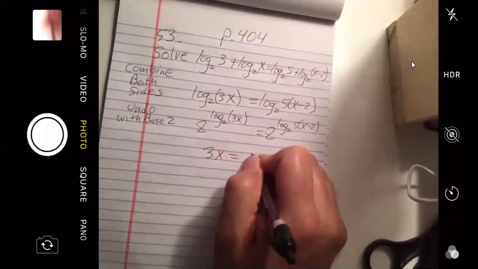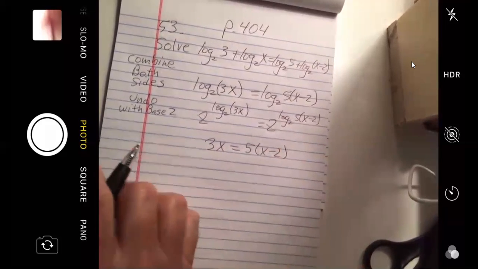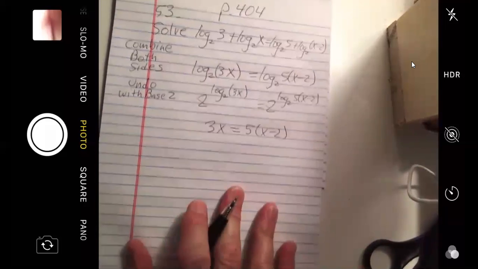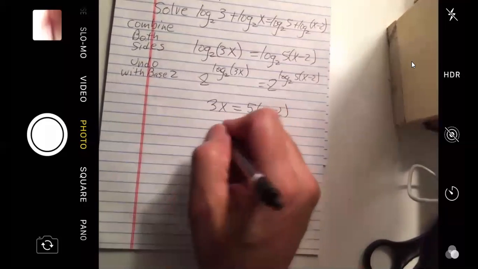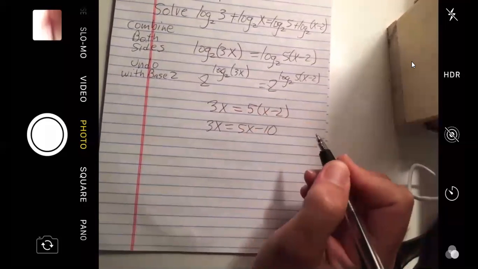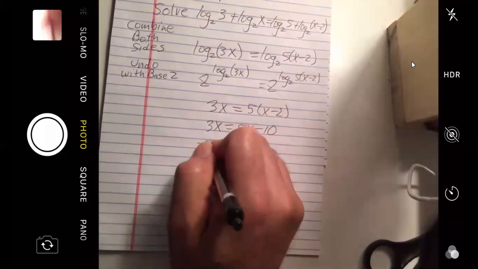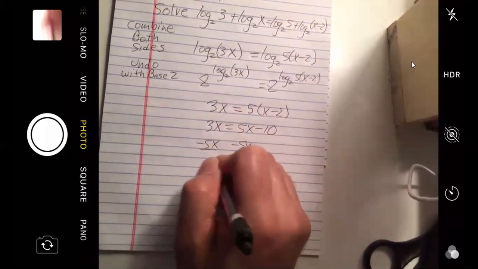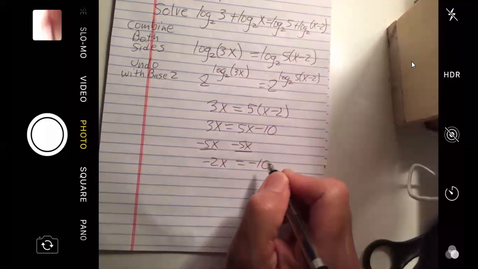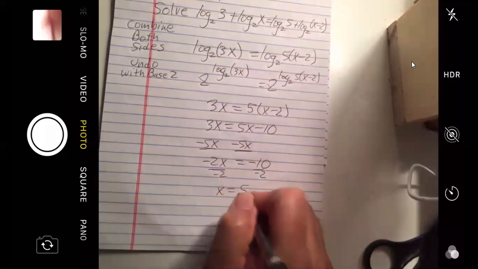3x equals 5 times (x minus 2). I could have gone ahead and distributed. I was tempted, but just work it out a little slower. 3x equals 5x minus 10. Subtract 5x. Negative 2x equals negative 10. Divide by negative 2. x equals 5.